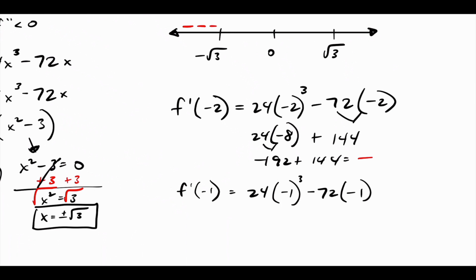Negative 1 cubed, still negative 1, times 24 is negative 24. And then this guy will be positive 72. That's going to be a positive answer because you'll end up with a positive number.